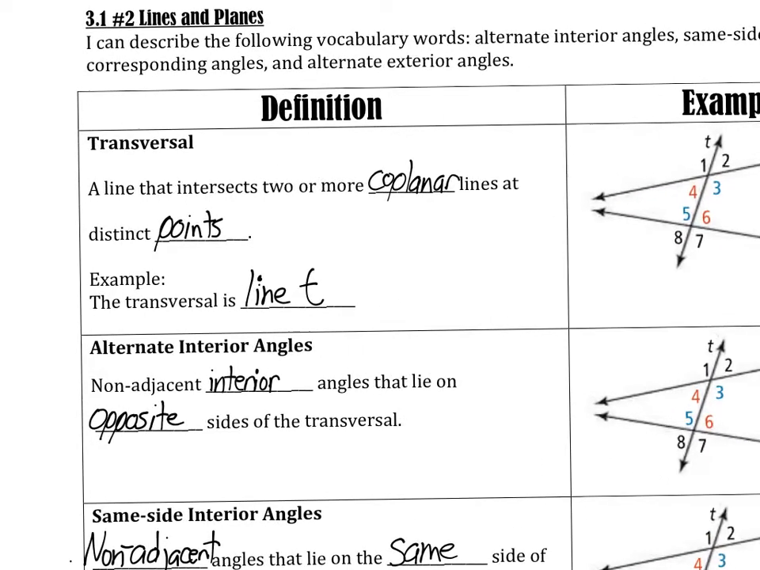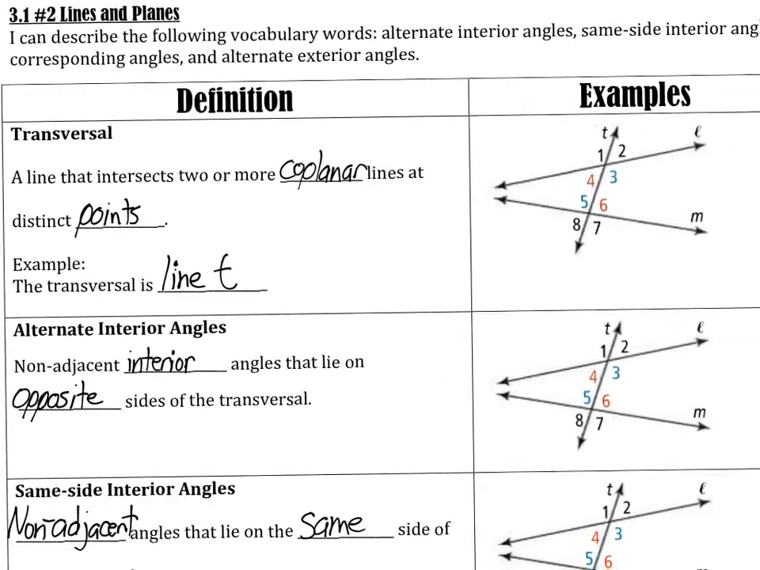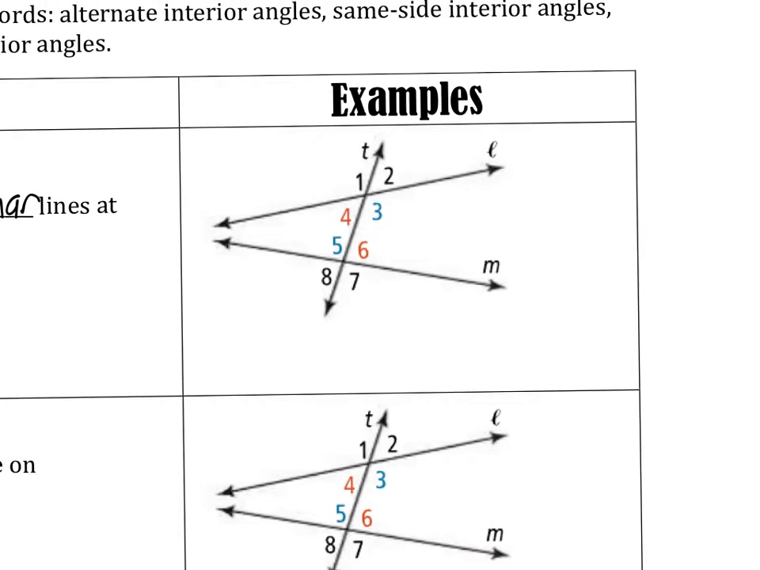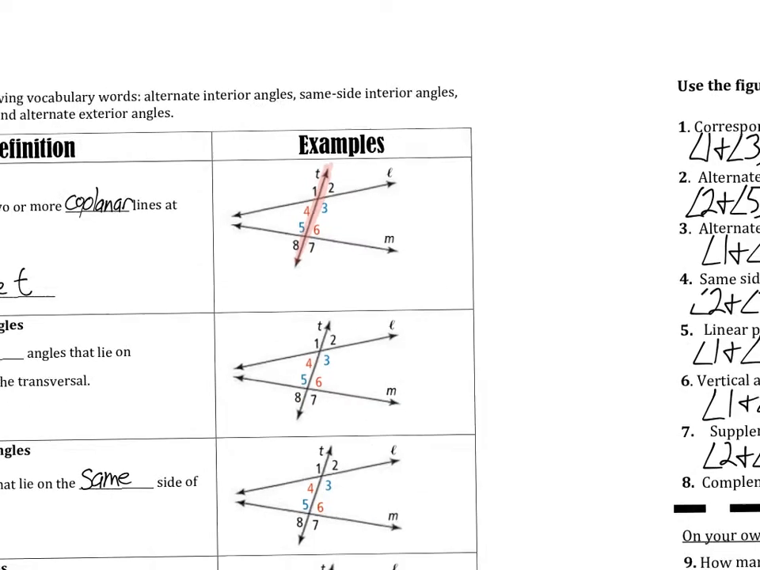First word is transversal. Transversal is a line that intersects two or more coplanar lines. So let's think about what coplanar means. So they're two lines that are sitting on the same plane at distinct points. An example for our picture, the transversal is line T. So let's take a look at this picture over here. We have our two lines L and M. T intersects them, right? So that's why I said T is my transversal.